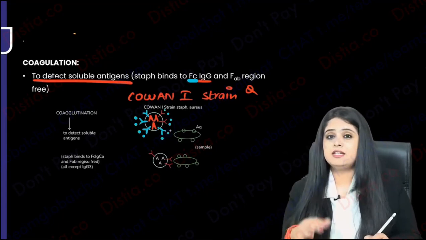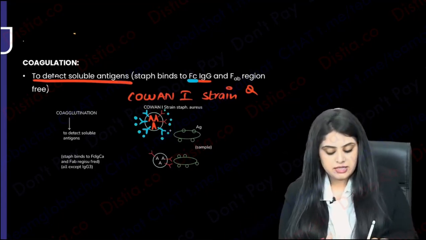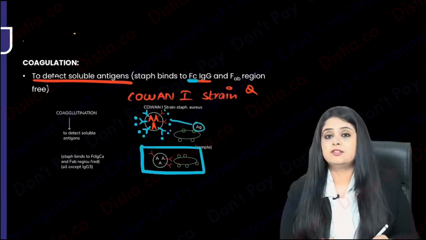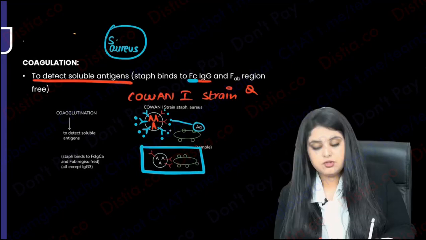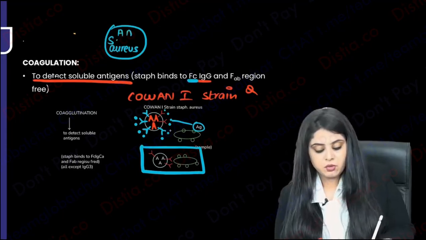So if I put any other antigen like a salmonella or any other antigen, that antigen will easily be caught and a big clump will form. So please remember, whenever you're talking about Staph aureus, which strain? Cowan-1 strain. Staph aureus has protein A.